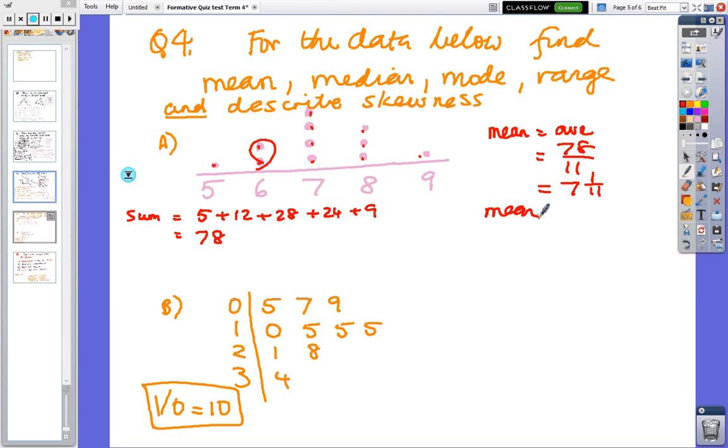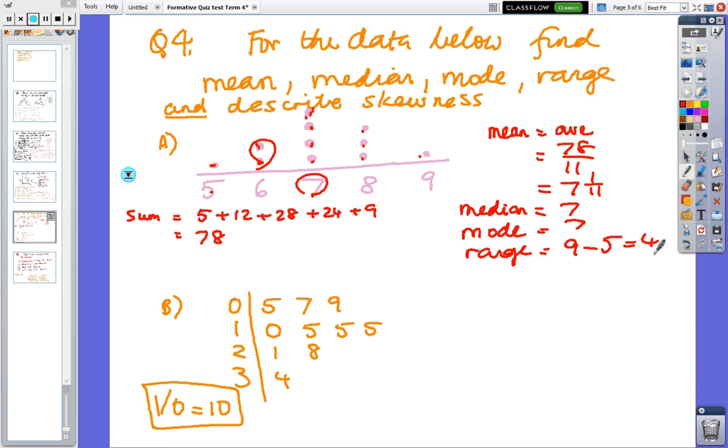Median: 11 numbers, so we've got an odd count with one middle number, which will be the 6th score. 1, 2, 3, 4, 5, 6. So the median will be a 7. The mode, the most popular score, is 7, the highest column. The range is the highest score, which is 9, minus the lowest score, which is 5. And to describe the skewness, it's pretty symmetrical. So it's symmetrical data.